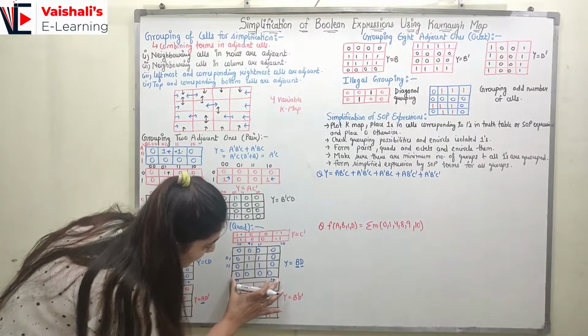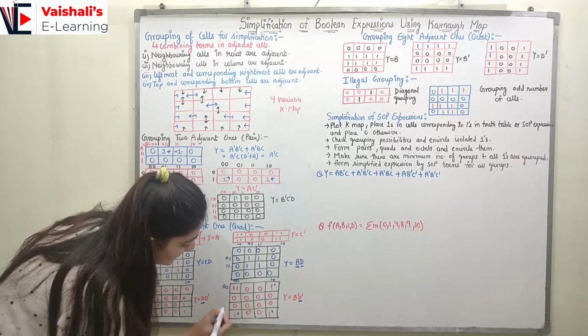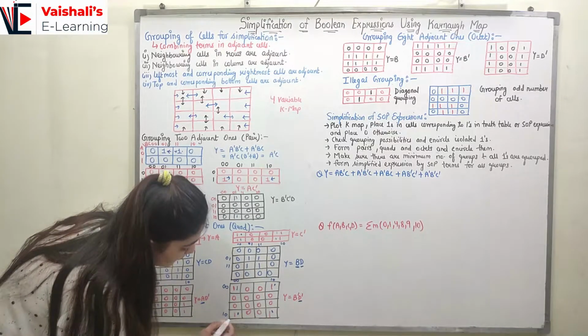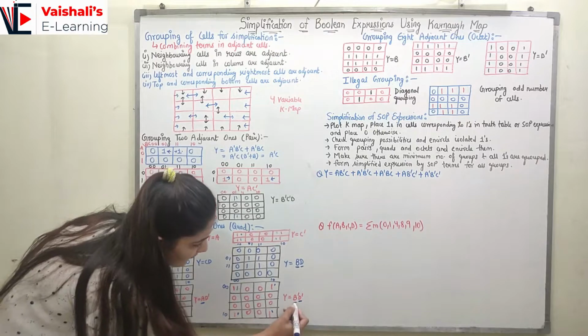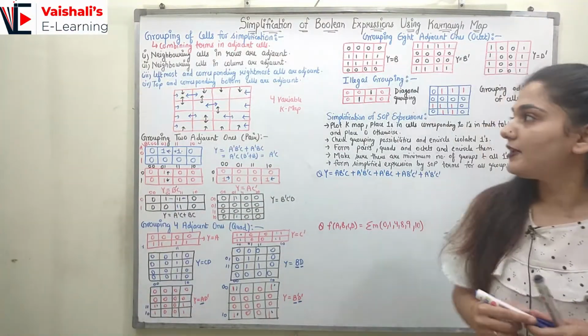So in both of them D dash is common, so here I have written D dash. Here again 0 0 and it is 1 0, so here B dash is common, so I have written B dash. So Y is equal to B dash, D dash is the simplified expression.